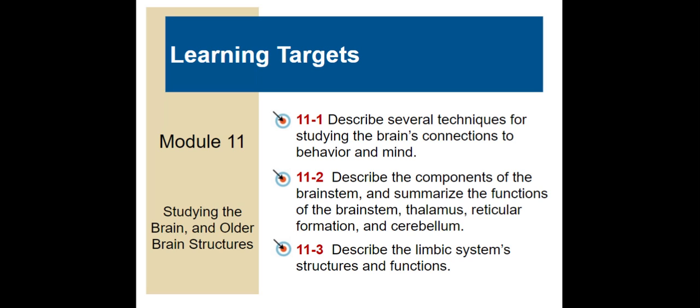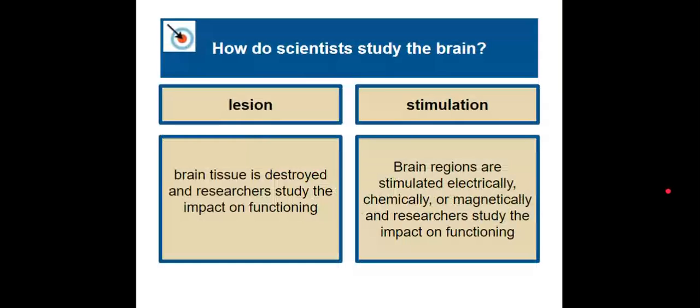Okay, folks, welcome back to Unit 2, Biological Basis for Behavior. Right now we're going to take a look at Module 11, taking a look at the brain as well as the old brain structures. Okay, and we'll talk about what I mean by that. We'll also talk about the limbic system here at the tail end of this module. Alrighty, so let's get going.